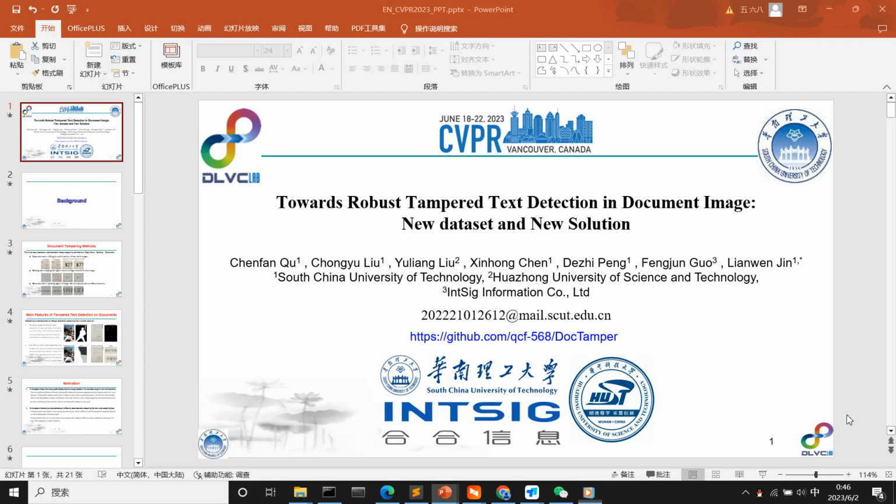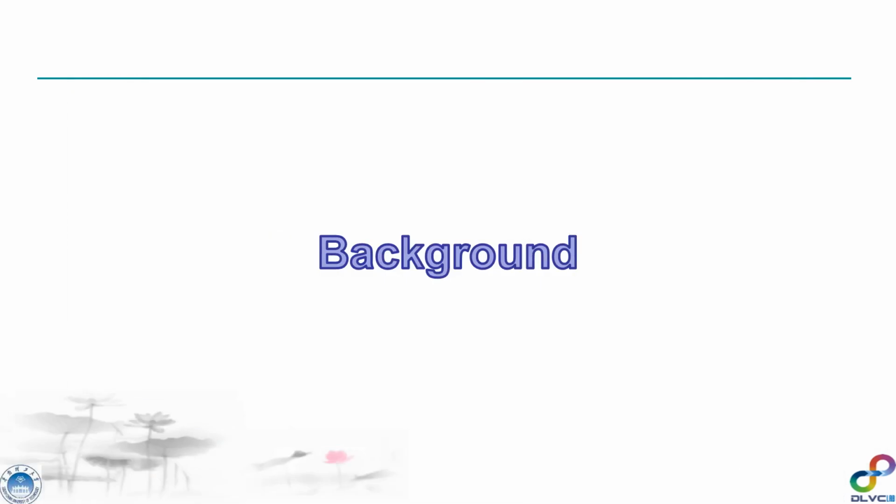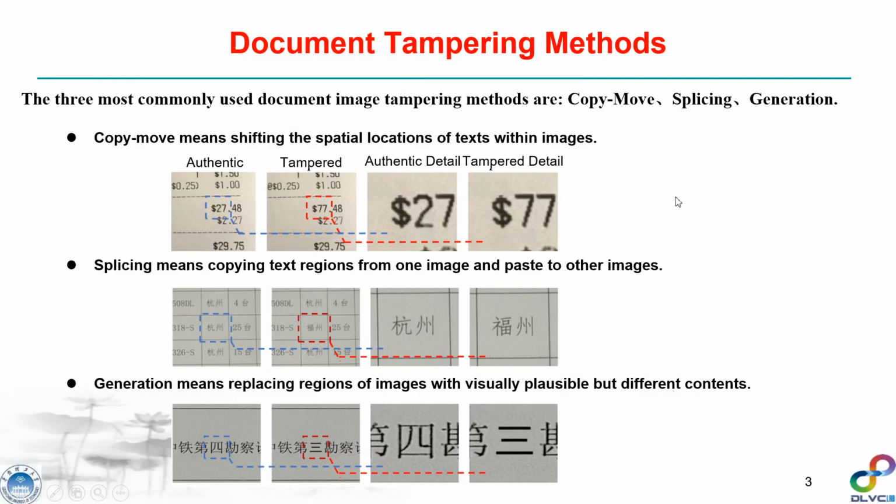This is our work about tampered text detection in photograph documents. First is about the background of this work. The three most commonly used document image tampering methods are copy-move, splicing, and generation.